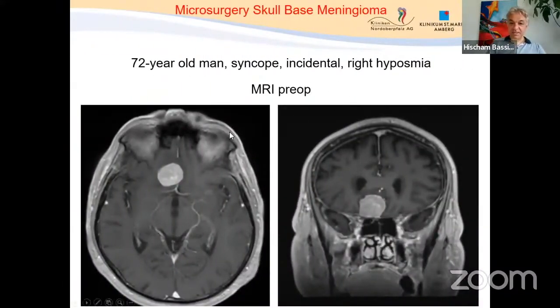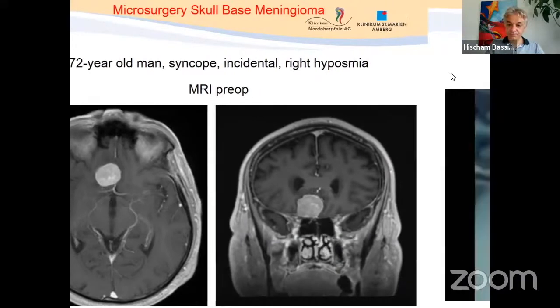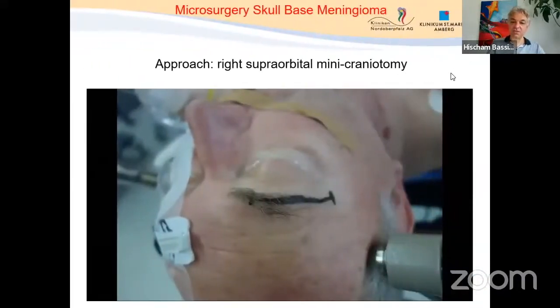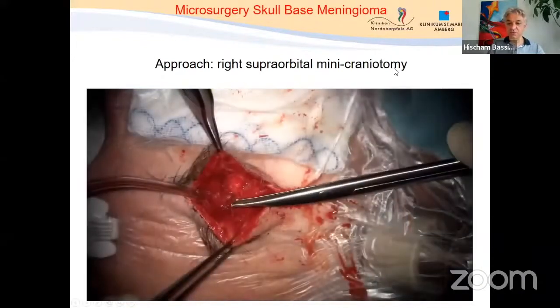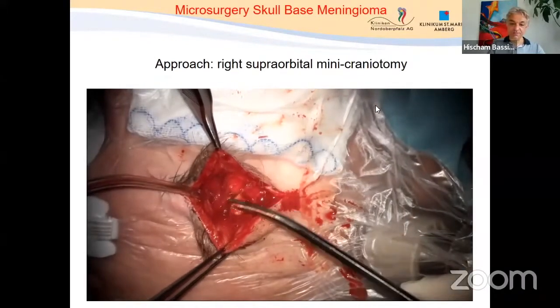This is another example, a 72-year-old man who had a syncope, which was probably unrelated to the tumor. So this tumor was an incidental finding. The only specific symptom was a right-sided hyposmia, and this is the MRI. So in this tumor, I chose a right supraorbital mini craniotomy. You can see the steps here.